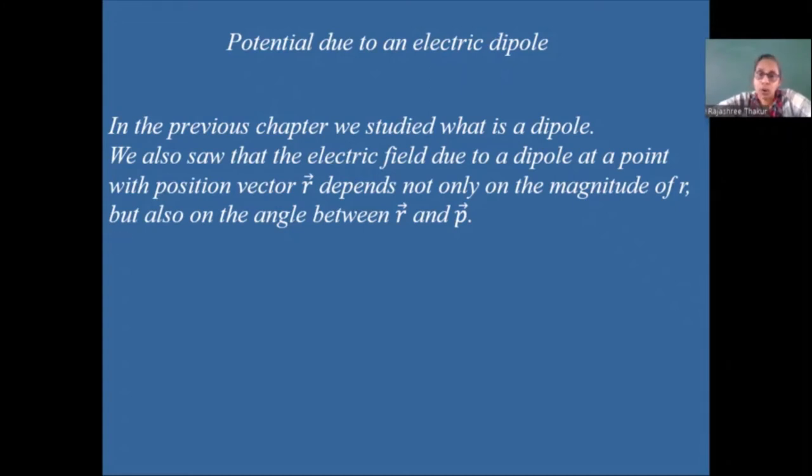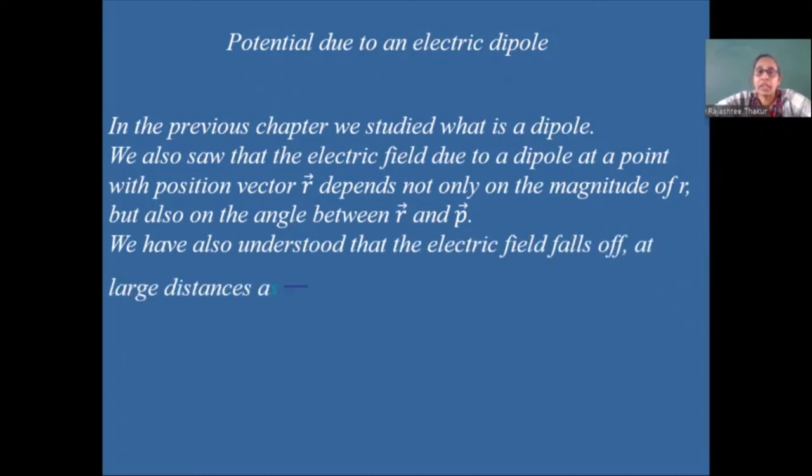We have also understood that the electric field falls off at large distances as 1 upon r cube in case of a dipole and not as 1 upon r square. The electric field due to a charge falls as 1 upon r square. So due to an electric dipole, it falls as 1 upon r cube.